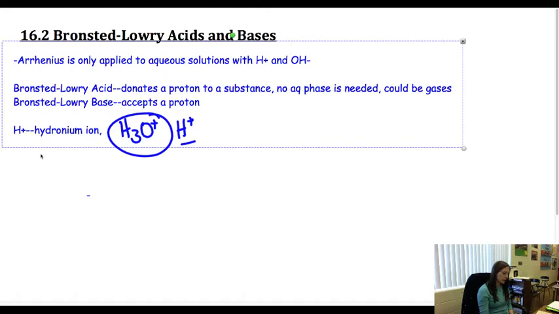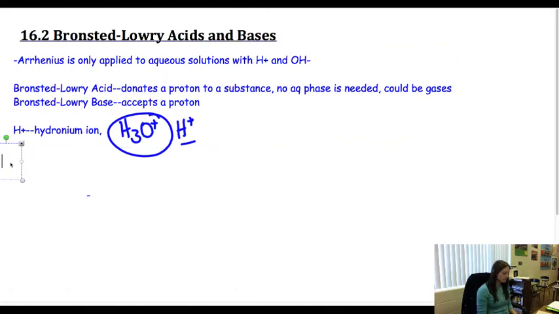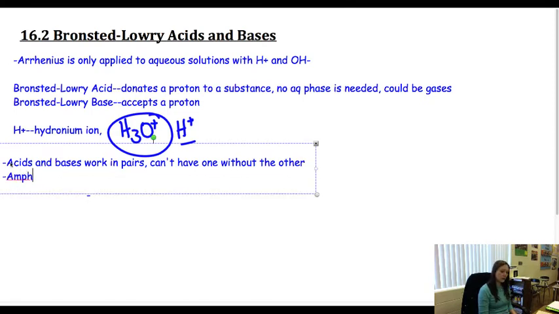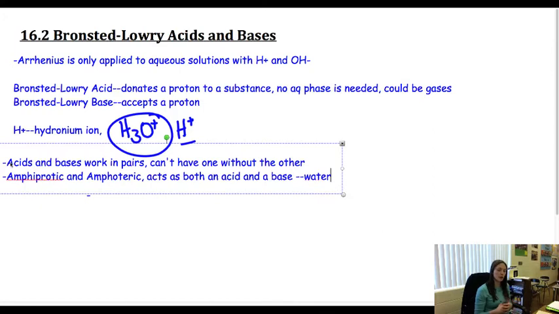Another thing you want to keep in mind here with Bronsted-Lowry acids and bases is that they work in pairs. You can't have one without the other, because I would then have nobody to transfer a proton to, or nobody to accept the proton. So you've got to have one and the other. Okay, you can have amphiprotic and amphoteric, which is when something acts as both an acid and a base. And our best example here is water. Water can act as either an acid or a base, depending on what it's dealing with.